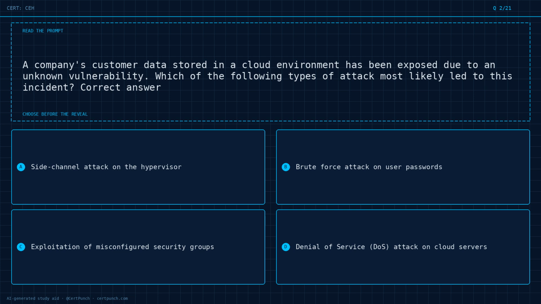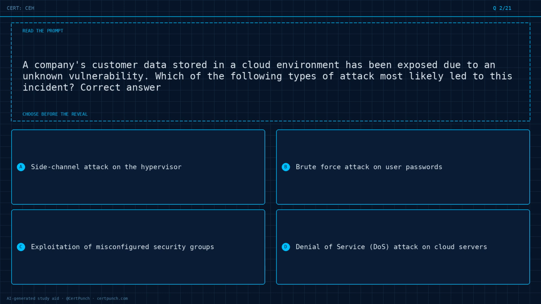Question 2 of 21. A company's customer data stored in a cloud environment has been exposed due to an unknown vulnerability. Which of the following types of attack most likely led to this incident? Option A, side channel attack on the hypervisor.